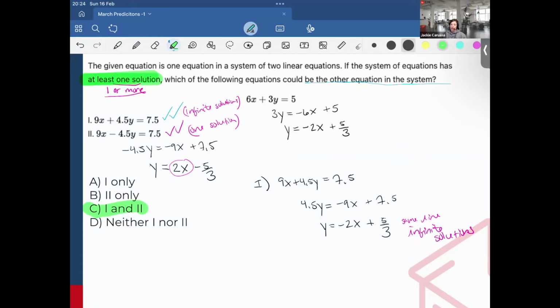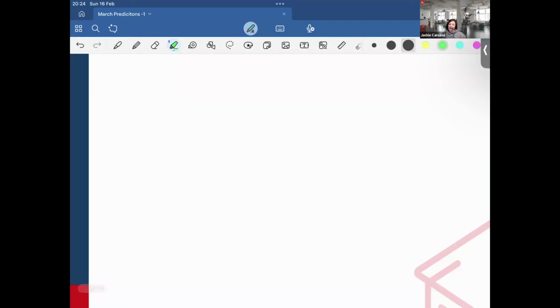So be really careful with the language, like at least one solution. And guys, our journey for my math March 2025 SAT predictions has come to an end.